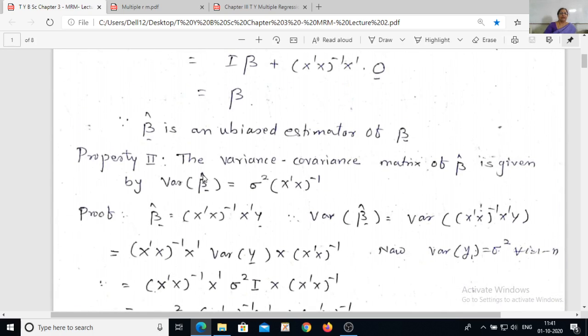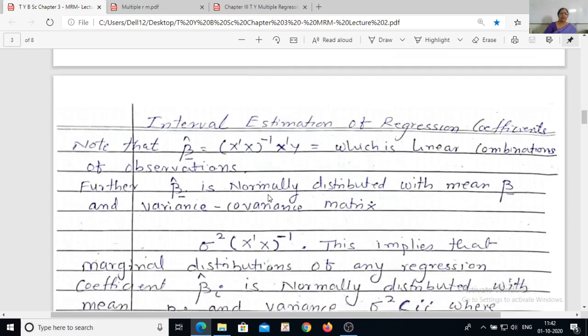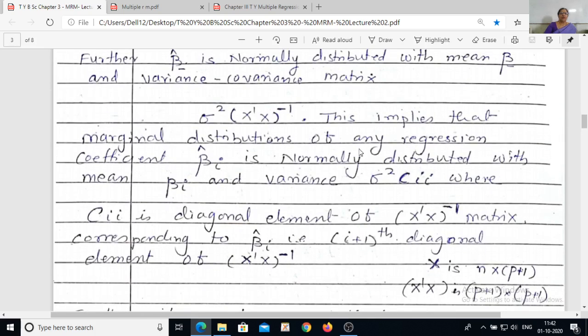We have proved that the variance covariance matrix of beta cap is given by sigma square into (X'X) inverse. Now when you try to find the marginal distribution of any regression coefficient beta i cap, then beta i cap follows a normal distribution with mean beta i, which is the corresponding regression coefficient in the population, and variance sigma square Cii. Now Cii is a diagonal element of the (X'X) inverse matrix.